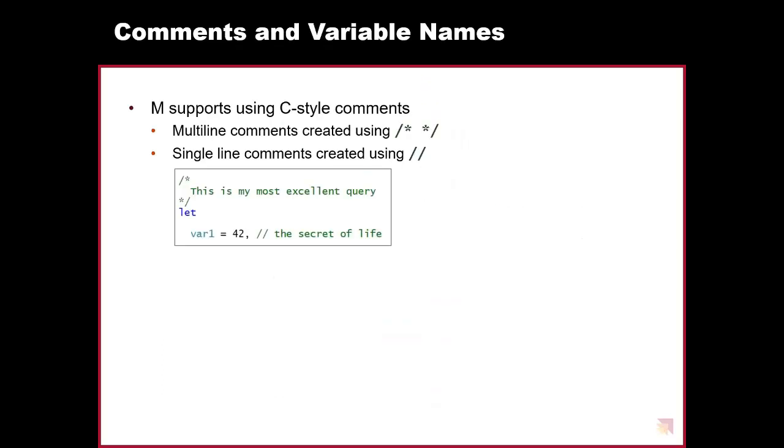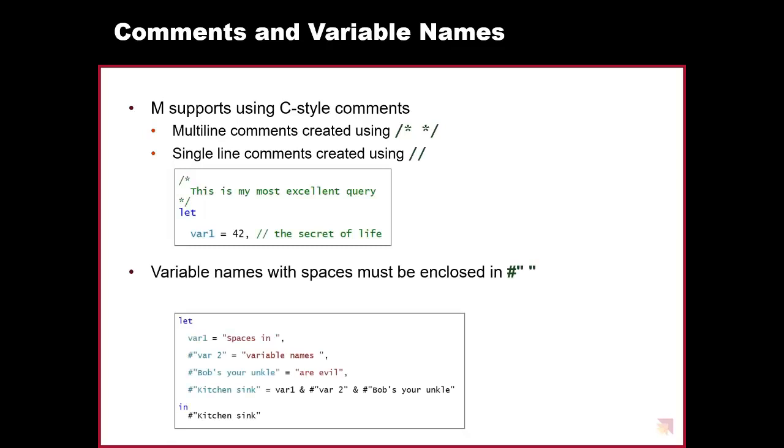Now, there's a rub with syntax. If we look down at the bottom, you can see that var1, I can just use it directly. But once I want a variable like var space 2, that's not legal in M code, to have a space in the name of a variable unless you put it in quotes and put the pound sign in front of it.